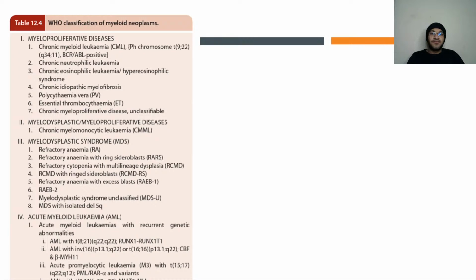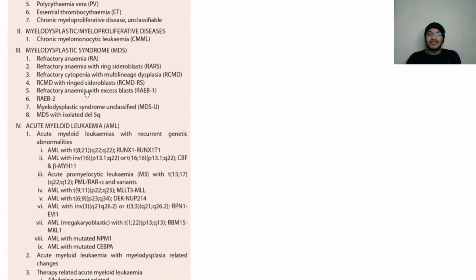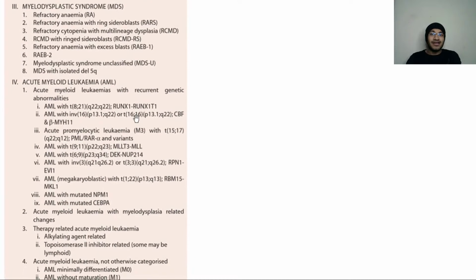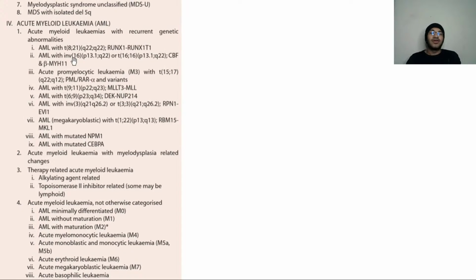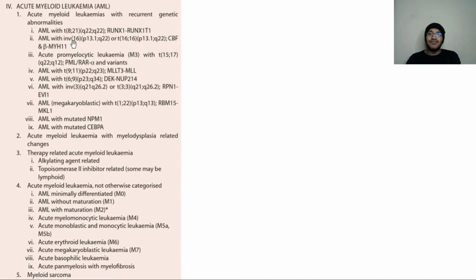Then myelodysplastic or myeloproliferative diseases: chronic myelomonocytic leukemia, and myelodysplastic syndrome के अंदर, this is also the favorite question that the invigilator, or the external, will ask you in the viva. So myelodysplastic syndrome: refractory anemia and refractory anemia with ring sideroblasts, refractory cytopenia with multilineage dysplasia, refractory cytopenia with multilineage dysplasia with ring sideroblasts, refractory anemia with excess blasts, myelodysplastic syndrome unclassified, or MDS with isolated deleted 5q chromosome.